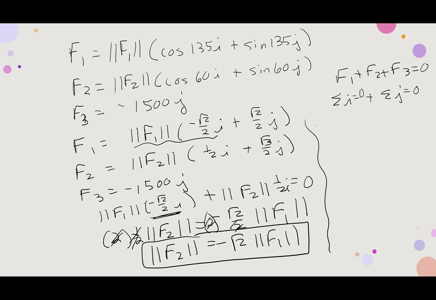So if I look at the j's, well, I have this square root of 2 over 2j. Well, let's not write the j. Let's just write magnitude of F1. So I have the square root of 2 over 2 times F1. And I also have the square root of 3 over 2 times F2. And I have minus 1500 from F3, and that should be 0. So let's go ahead and write that on the next page.